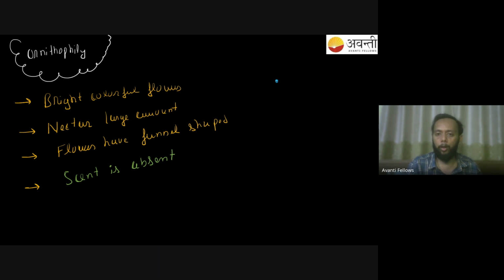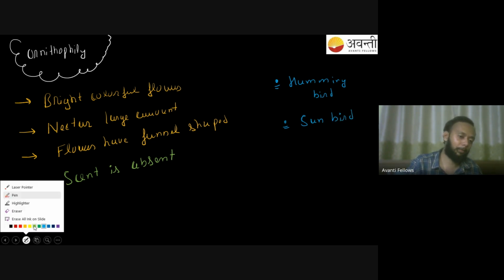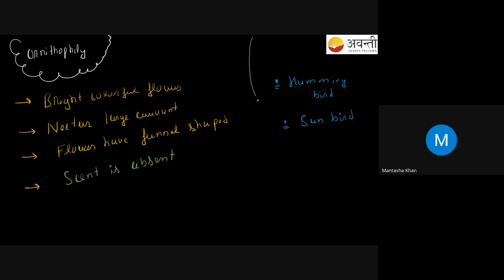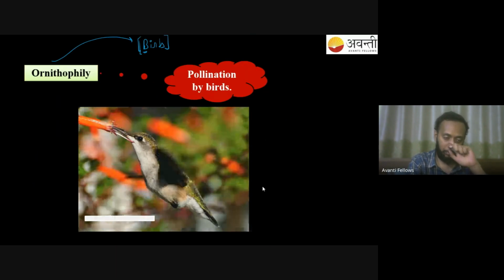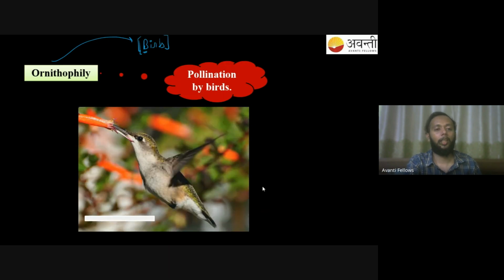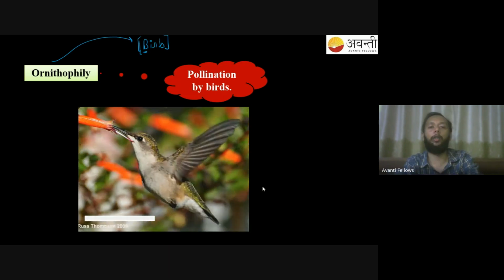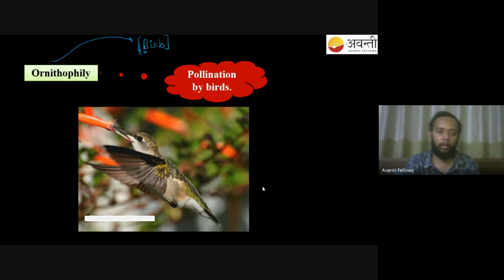And the common birds for pollination are going to be hummingbirds and sunbirds. They're very small birds. Have you seen a hummingbird in your life? No, sir. Say no, hummingbirds are not found in India. In India you find sunbirds, right? So that is not something we'll find in India. This one is a hummingbird; the picture is not of an Indian bird. So you can see funnel-shaped flowers over here, and birds are generally going to be small. That's something you'll find in ornithophily.